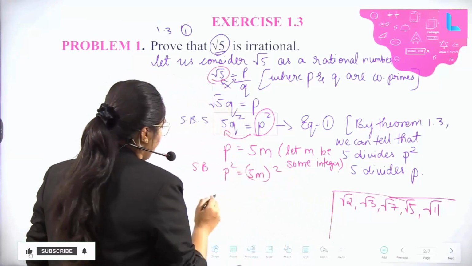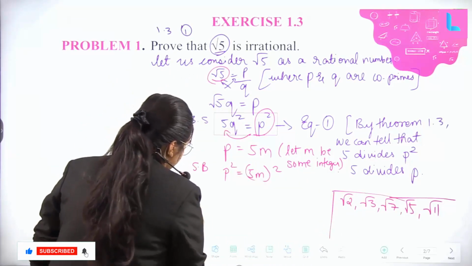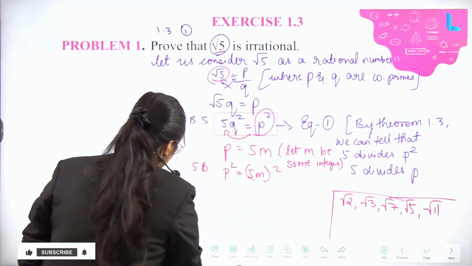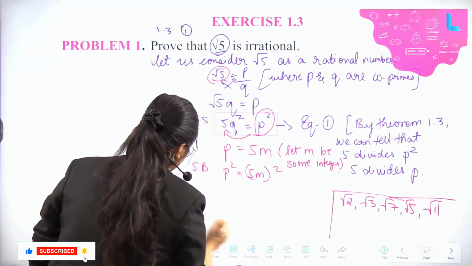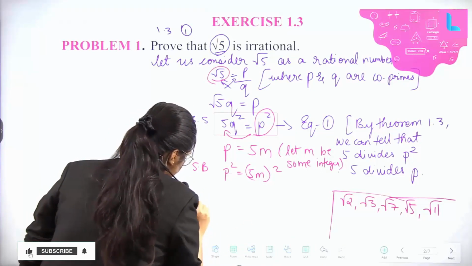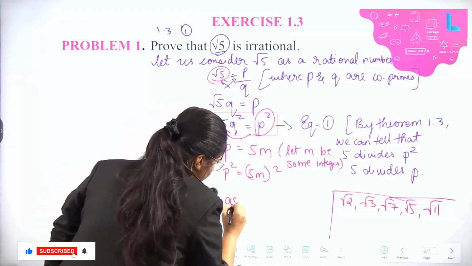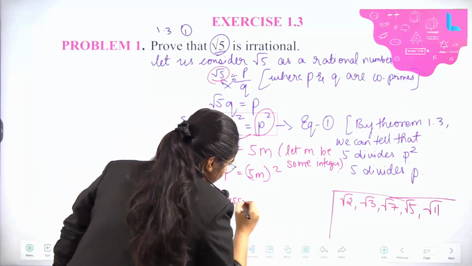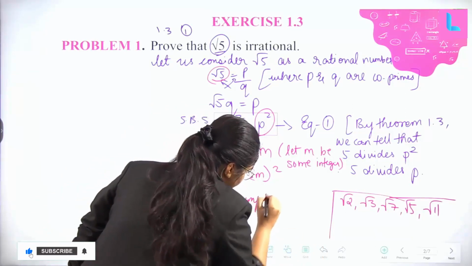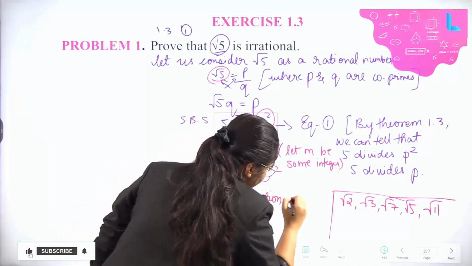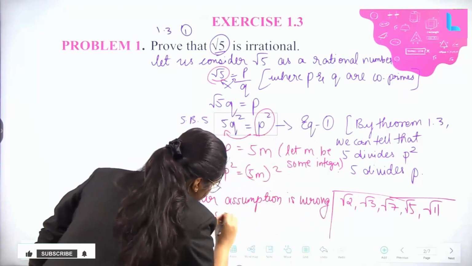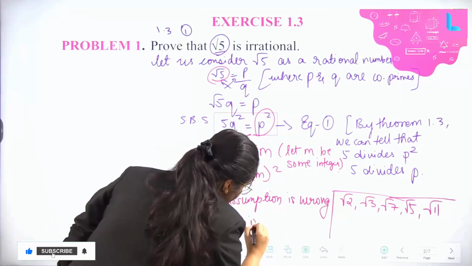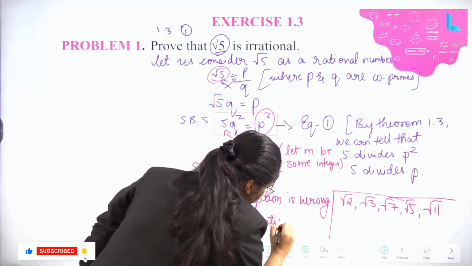Even in this question, after you write the conclusion, by contradiction, since our assumption is wrong, root 5 is an irrational number.